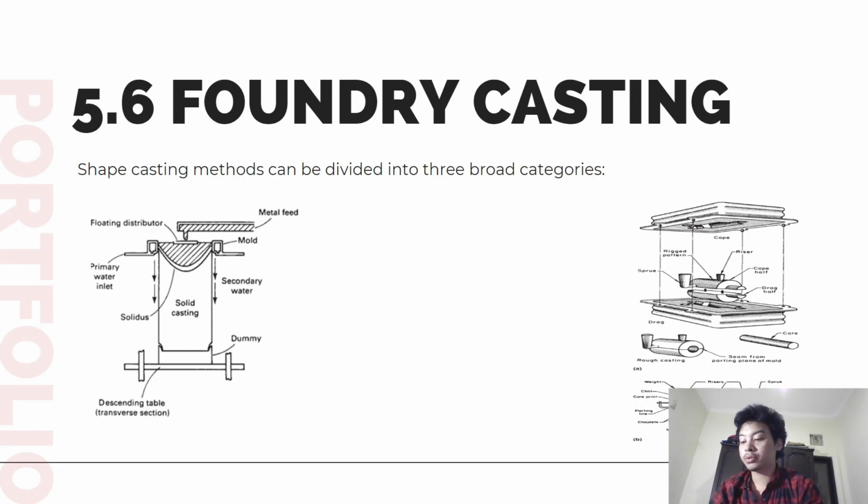Foundry casting. Foundries use various methods to cast parts with complex shapes and interior surfaces. Molds are made in a variety of ways so that the molten metal poured into the mold cavity results in a part with the shape and dimension of the finished form. Shape casting methods can be divided into three broad categories: casting with expendable mold, casting with reusable permanent mold, and casting with reusable permanent mold with a high pressure injection of the metal into the mold.